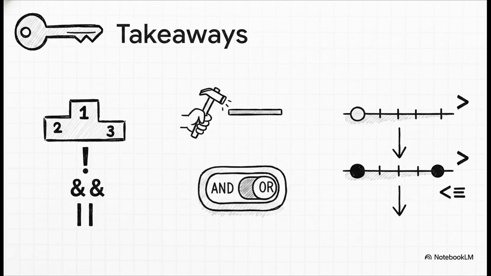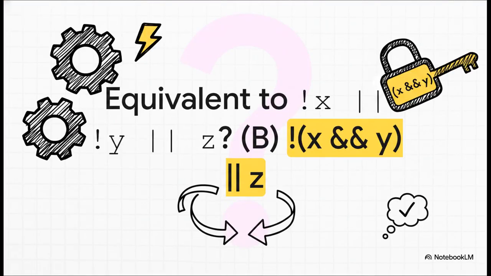So let's wrap this up. What are the key takeaways you need to have burned into your brain for the exam? Number 1, operator precedence. It's always not, then and, then or. Number 2, De Morgan's law. Just remember, break the line, flip the sign. And number 3, and this is a big one, negating inequalities flips the sign and includes the boundary. Greater than becomes less than or equal to. Got it?